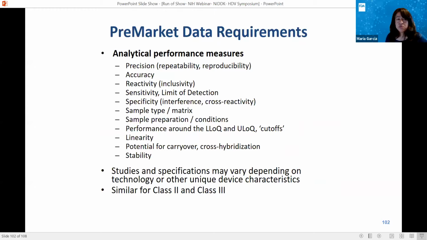This slide shows the typical pre-market analytical data requirements. These are similar for class 2 and class 3 devices. And you can see listed the different analytical performance studies that we typically expect to see for the diagnostic devices that we review. And note that the studies and specifications may vary depending on the technology or other unique device characteristics. And there is also a clinical study that is included in the validation, which I have not described here. So next slide, please.